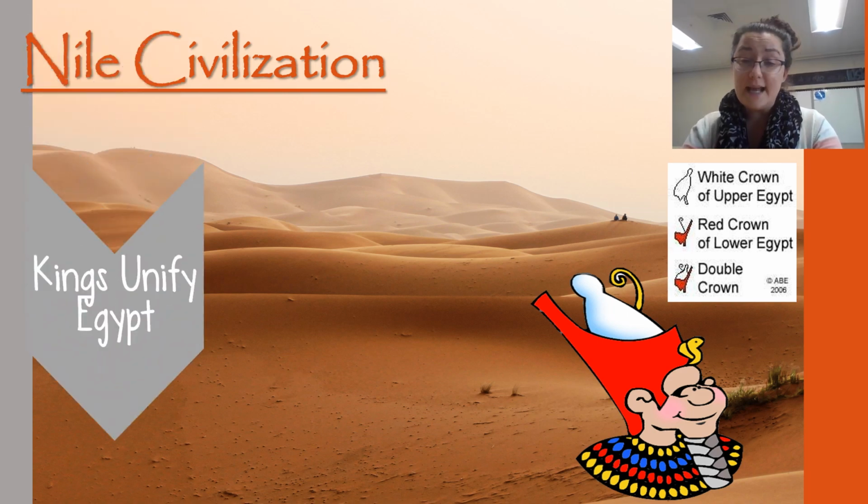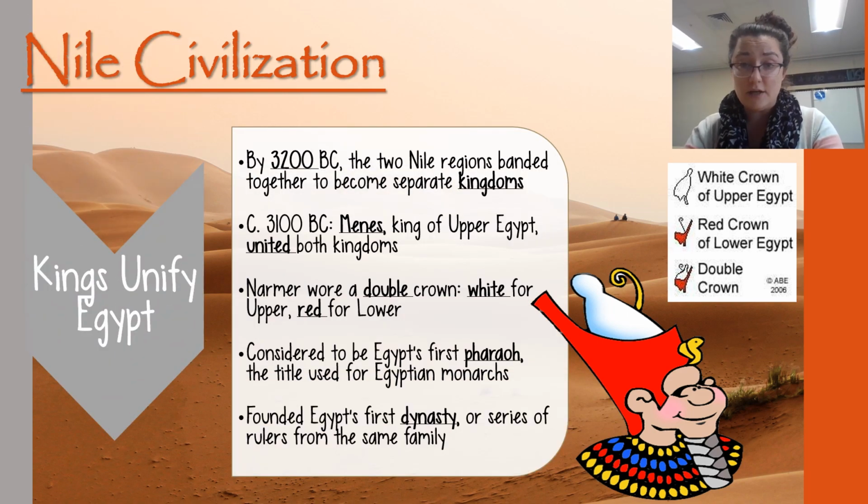Now, the second one, we're going to see that kings unify Egypt. By about 3200 BC, right around the time where we're starting to see some of the Sumerians really becoming powerful, those two Nile regions, Upper Egypt and Lower Egypt, became two separate kingdoms. They had been little isolated city-states, but they united together. Then Menes, who was the king of Upper Egypt, united both kingdoms.